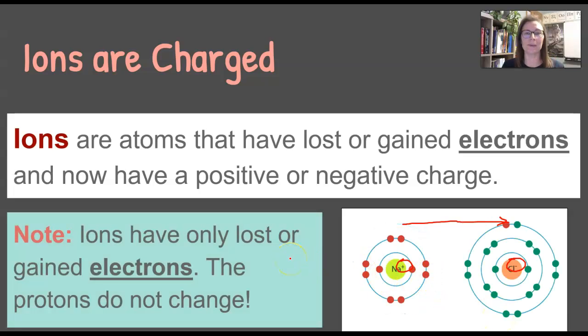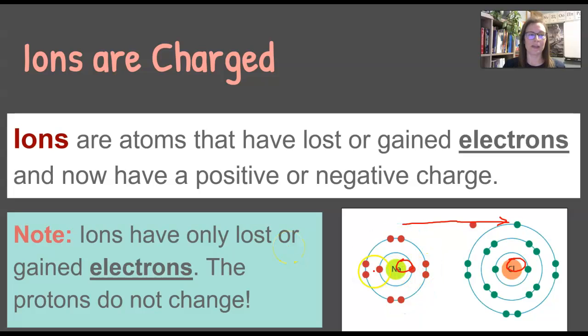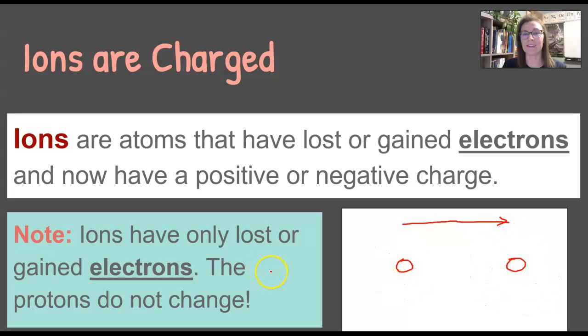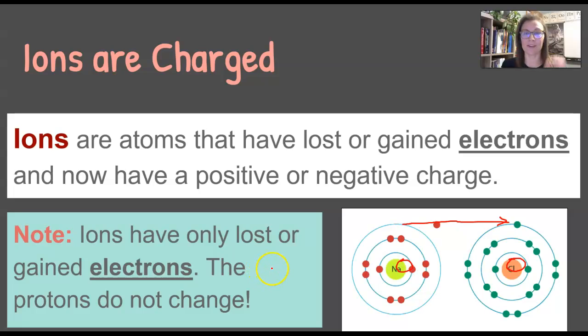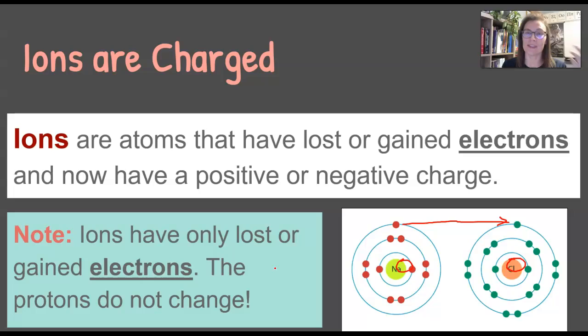All right, so the other thing we have to remember is when ions form, it's only because electrons are moving. Protons can't move. They're stuck in the middle, okay? Electrons are on the outside, therefore they can move. Protons in the middle, they're trapped.